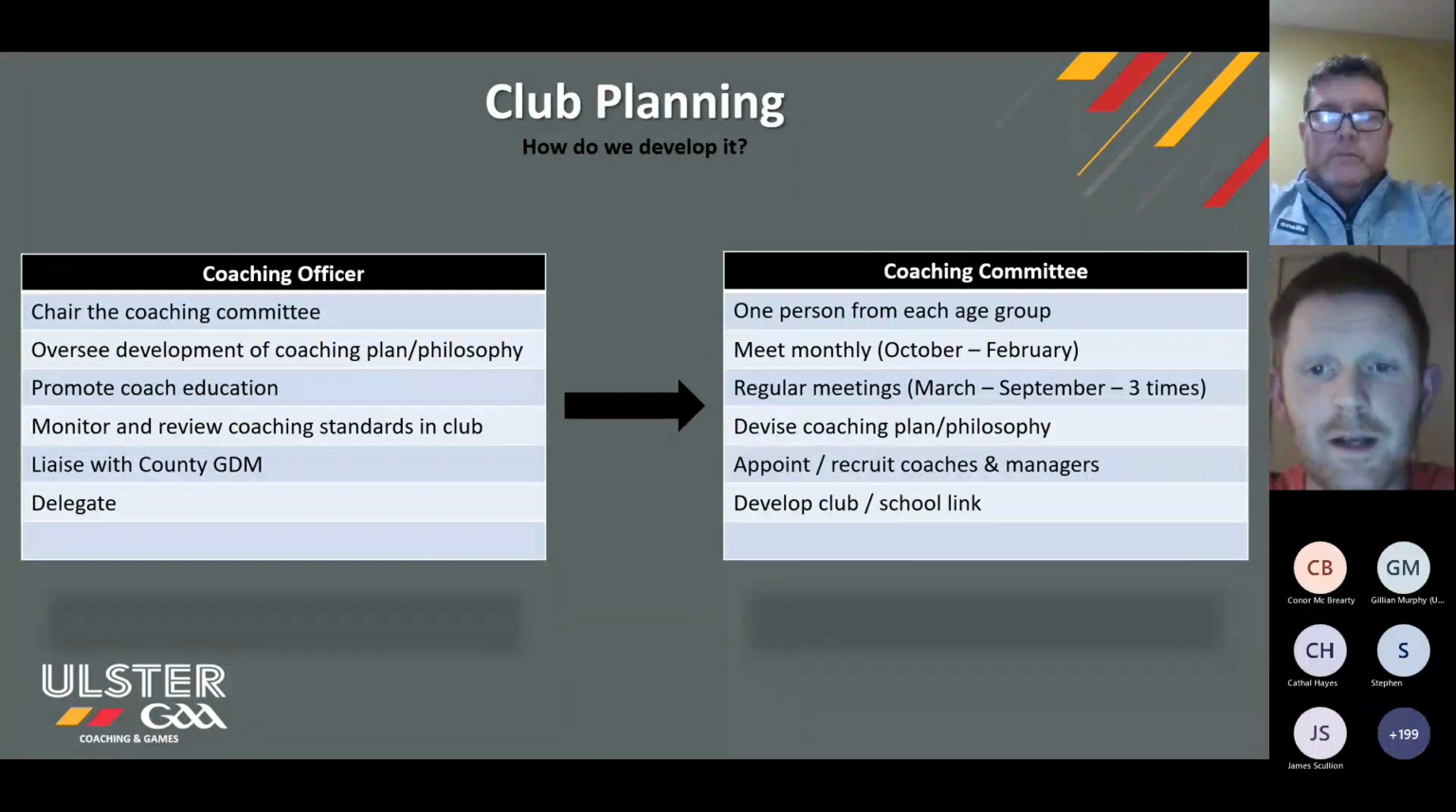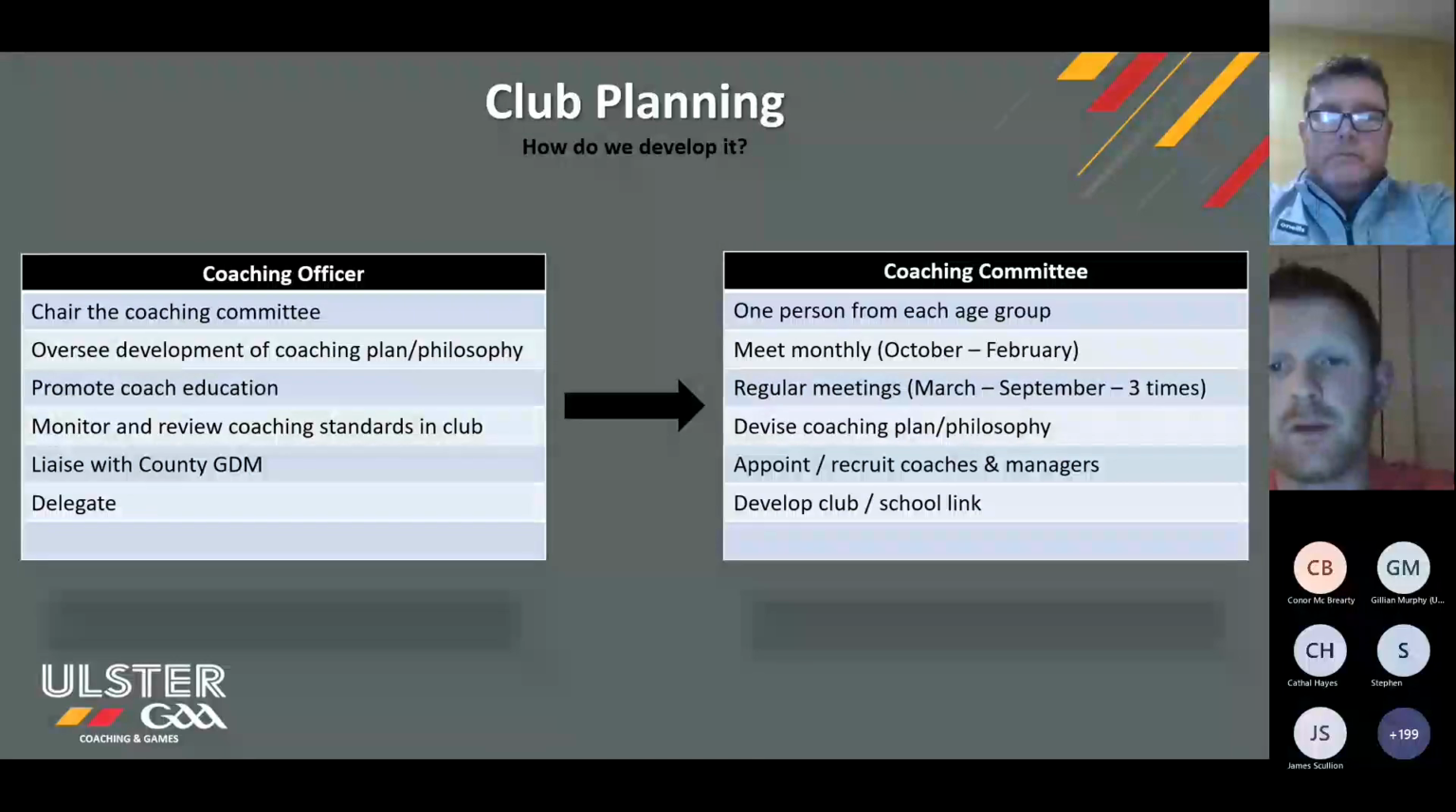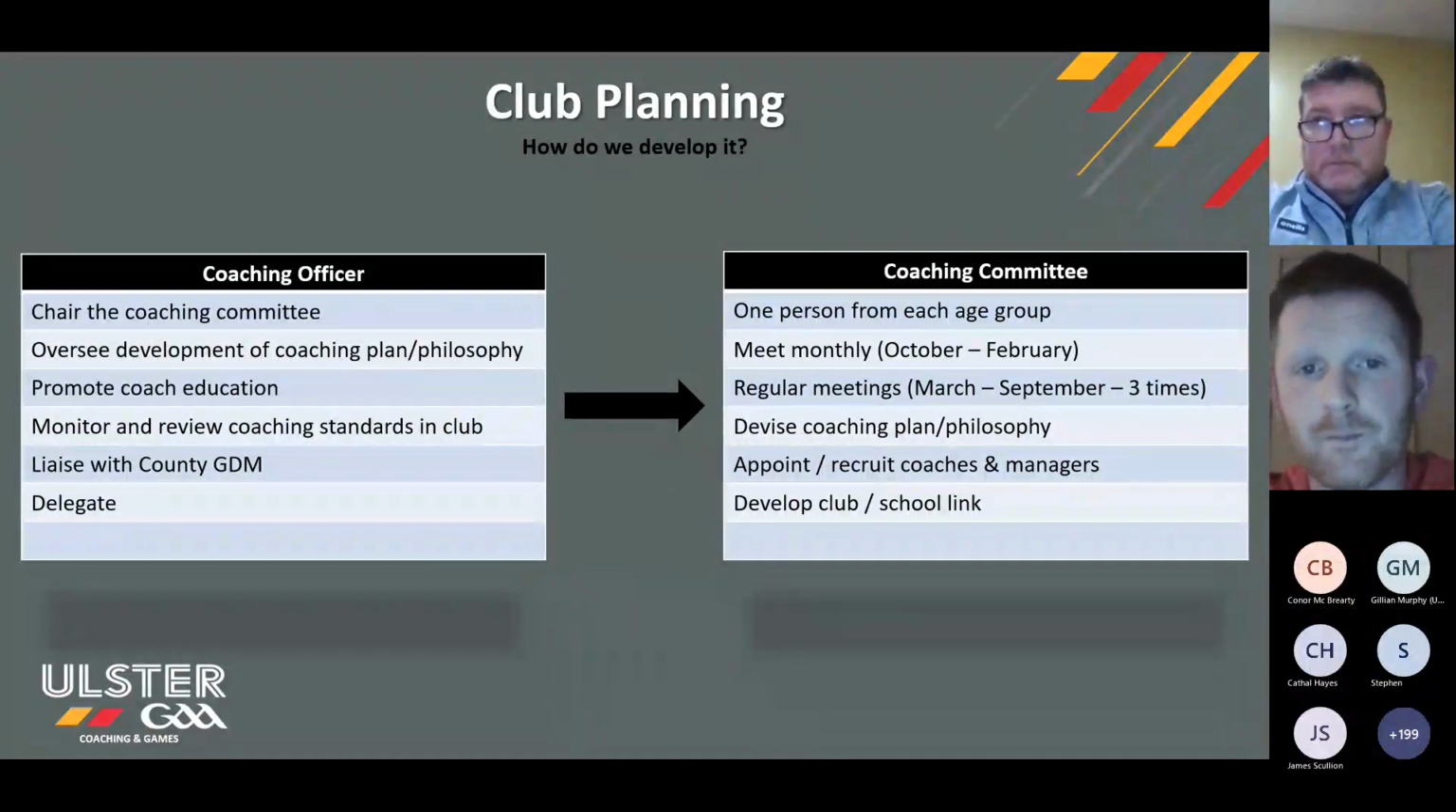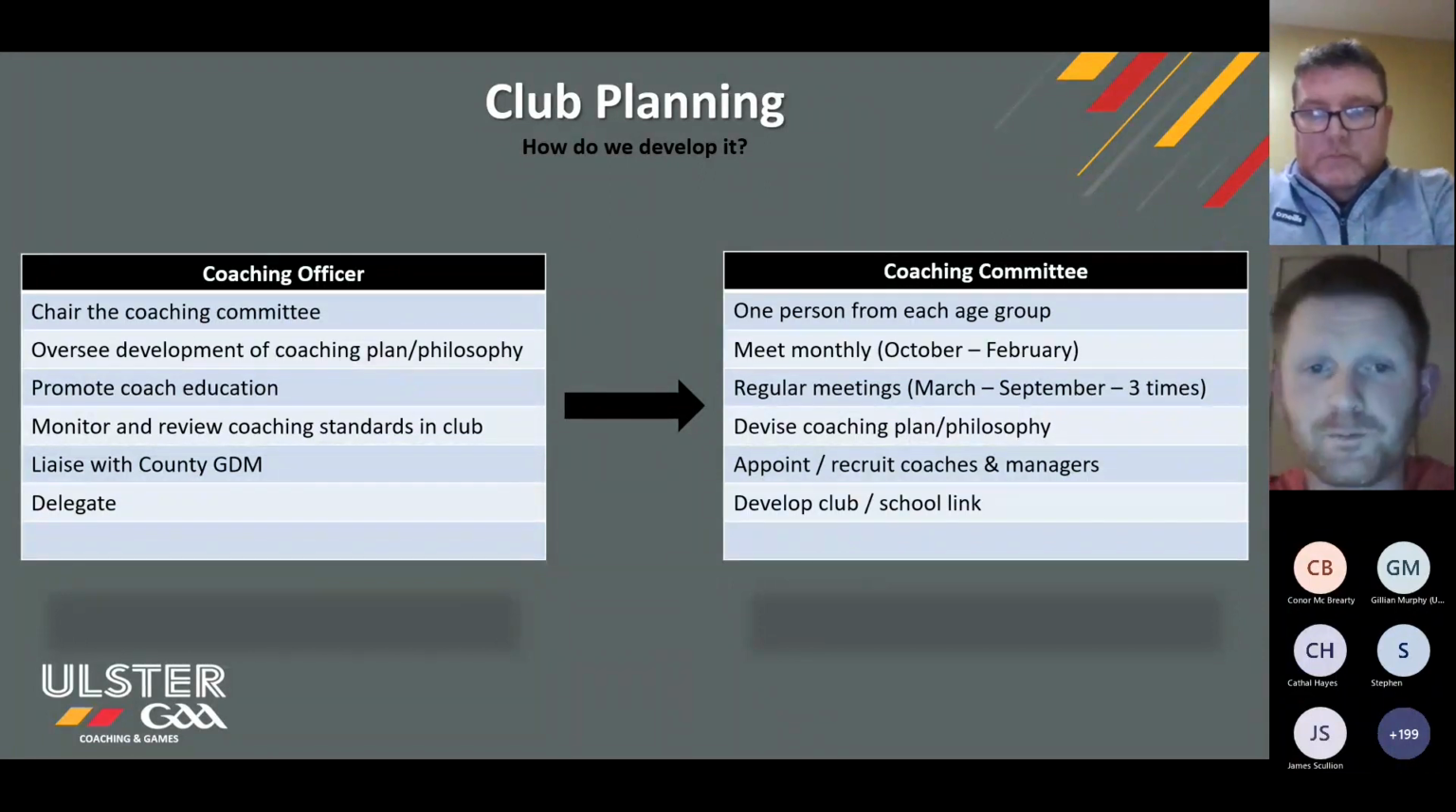I see a question coming in here. With 4 codes, 1 from each team could be 25 people. It is too many, yes. If you could probably combine your men and ladies football together as one, and then combine your camogie and hurling as another, probably an easier way of doing it.